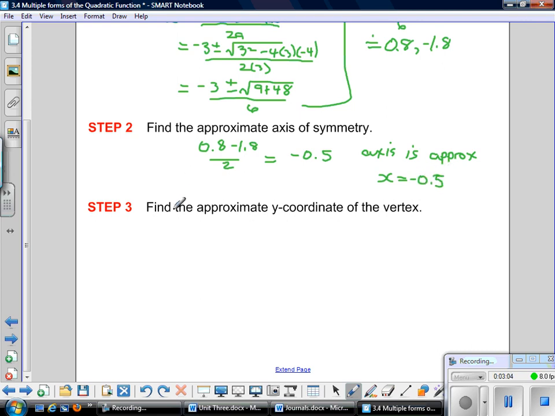Okay, now because we're only using approximations, it's the same thing here. It's going to be the approximate y-coordinate of the vertex. So what we do again is we take our original equation and we substitute in the x value of our vertex. And when I do that, we end up with 3 times negative 0.5 squared minus 3, again, times negative 0.5.